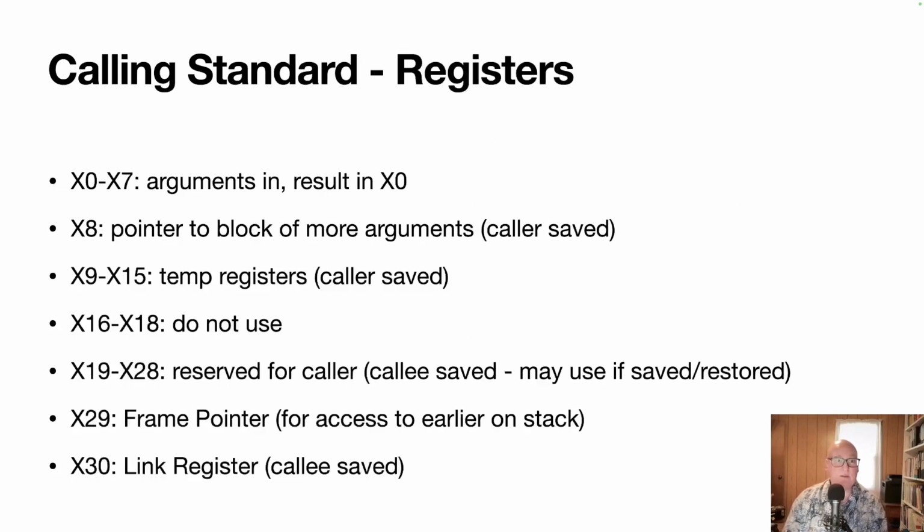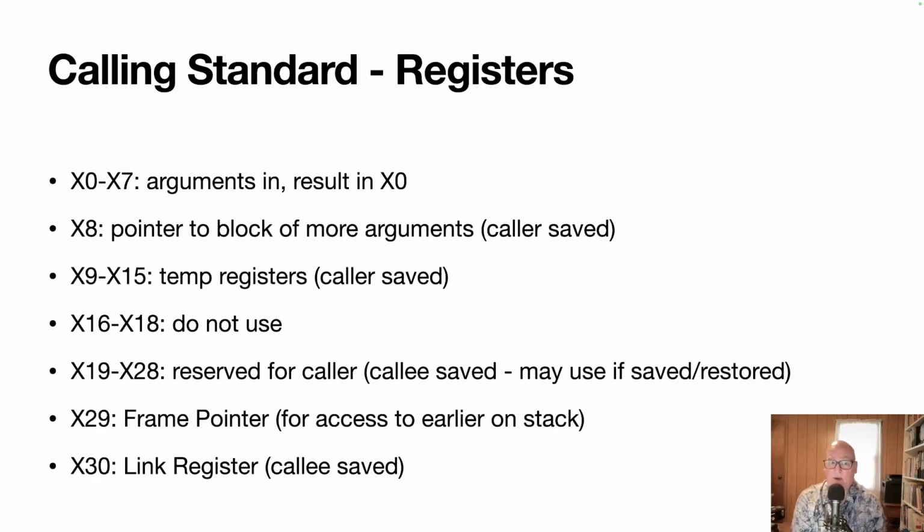All right, another thing we mentioned was the calling standard registers. X0 through 7 are arguments in. You put your result in X0. X8 is a pointer to a block of more arguments. The caller saves those. 9 through 15 are temp registers the callee can use. 16 through 18 are reserved for the system, sort of. 19 through 28 are ones that the caller gets to keep, and the callee can use them if they save and restore.